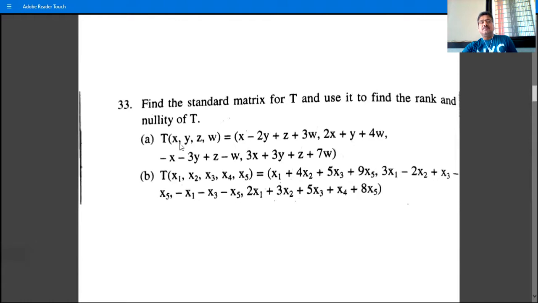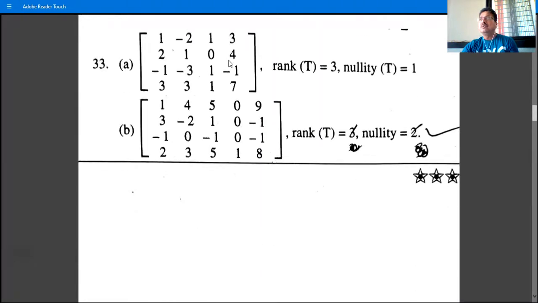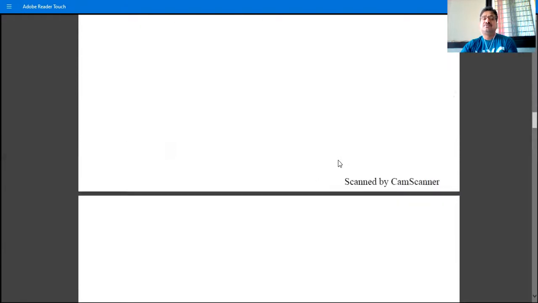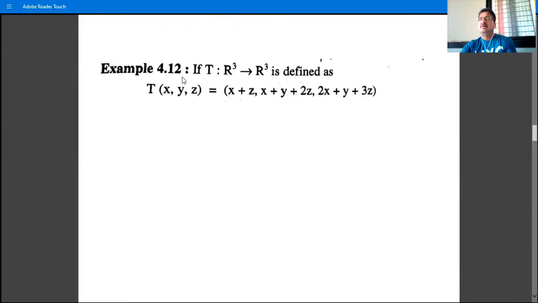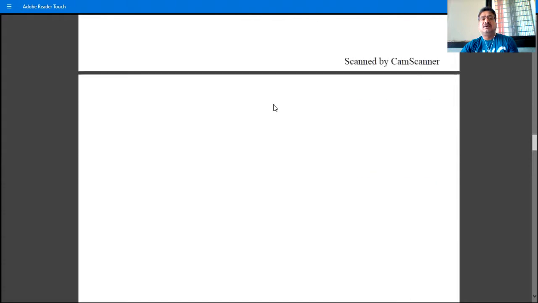the dimension of the domain. So in the first problem, the dimension is 4 because T is a linear transformation from R raised to 4 to R raised to 4. The domain is R raised to 4. And in the second problem, the domain is R raised to 5. This is a function from R raised to 5 to R raised to 4. So the domain is R raised to 5. And so the rank of T plus the nullity of T is equal to 5, the dimension of the domain. So this is the rank nullity theorem. So in the same example, find the rank and nullity of this linear transformation T. I can write this transformation in matrix form, then find the standard matrix, and then find the rank and nullity of the linear transformation T.